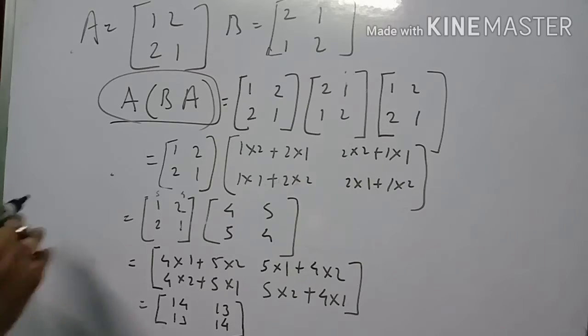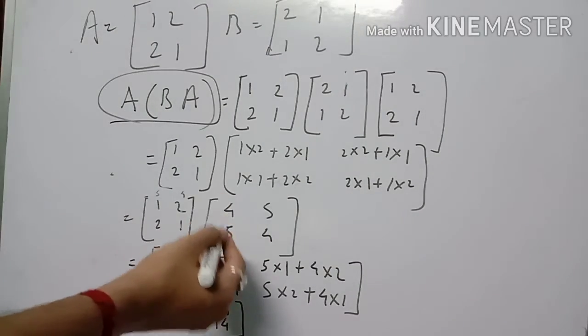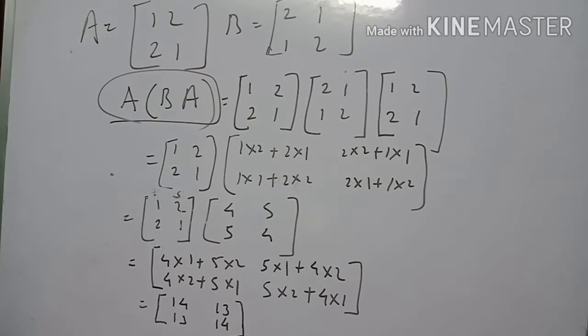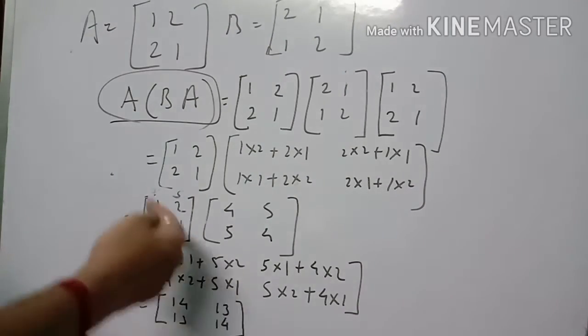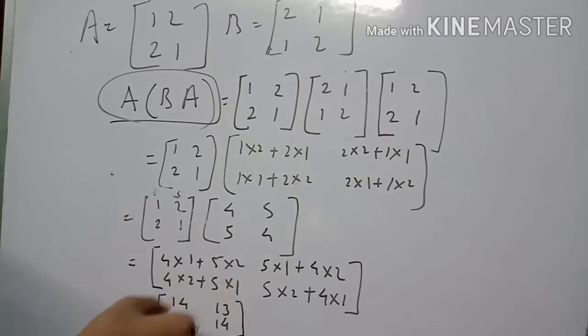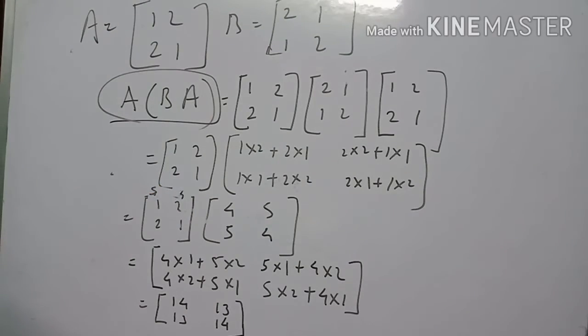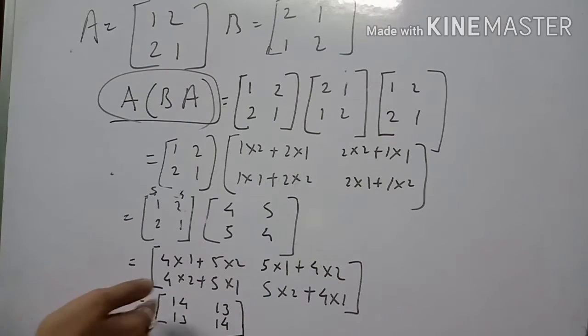The plus point of this sum is that all the matrices are of the same order, that is 2 cross 2, so it becomes very easy for us. Okay, so now 4 5 is going to multiply the first row here. So we are getting 4 into 1 plus 5 into 2. Next, the second row, 4 into 2 plus 5 into 1. Done. Now the second column is going to multiply. So we are getting 5 into 1 plus 4 into 2, and now the second row, 5 into 2 plus 4 into 1. As a result we are getting 14 13 13 and 14. It's a very easy sum. Clear? Let us move on to the next sum.